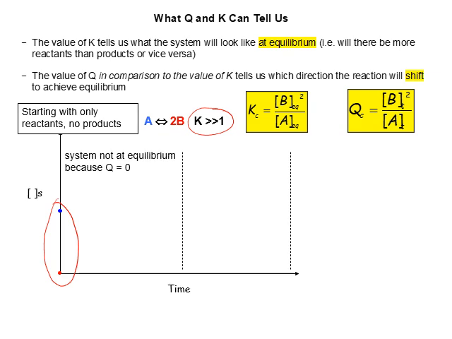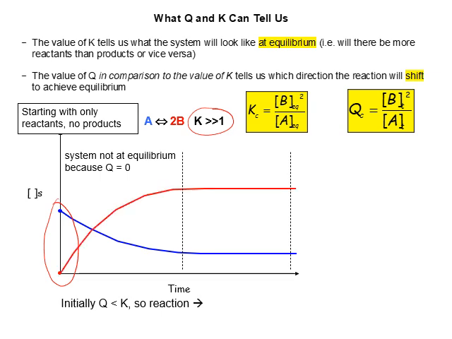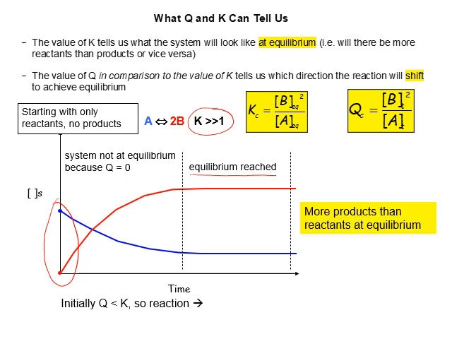In the beginning, we see that the system is not at equilibrium because the value of Q is 0. Since Q is less than K, the reaction must proceed in the forward direction. This means that the amount of A will decrease over time and the amount of B will increase over time. At some point in time, the concentrations of the reactants and products will no longer change, and we say that we have reached equilibrium. In this particular example, there are more products than reactants at equilibrium because the value of K was much larger than 1.